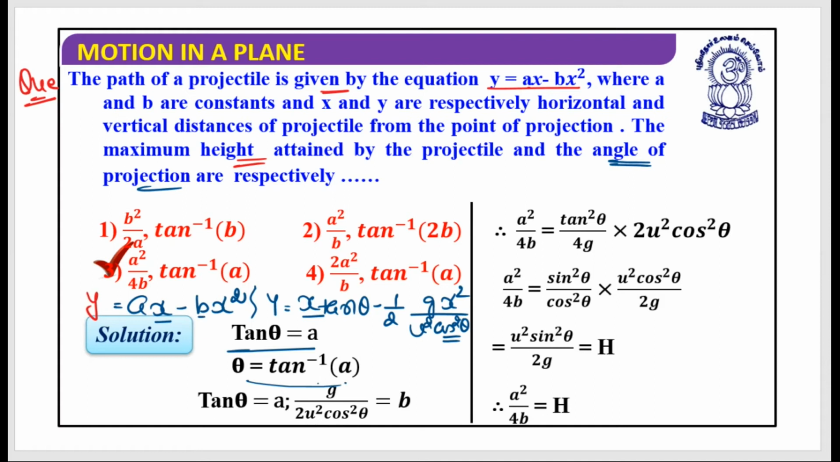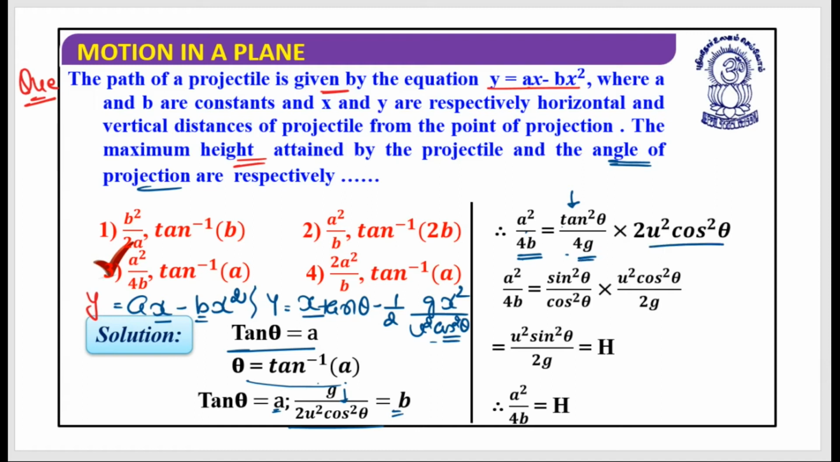One more thing, what is the value of b? It's b is g divided by 2 into u square into cos square theta. That is b. Now let's find out the value of a square by 4b. If I try to do this, it's a square, which is tan square theta, divided by 4 into b. What is the value of b? It's g divided by 2u square cos square theta.